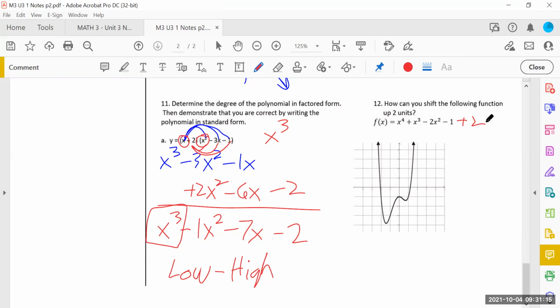The reason I point this out is they're going to ask you later on, can we move this function up far enough so it won't have any x-intercepts? Another way of saying that is can I move this entire function up above the x-axis? Could I do that? Right, if that point is up above the x-axis, it won't have any x-intercepts anymore.